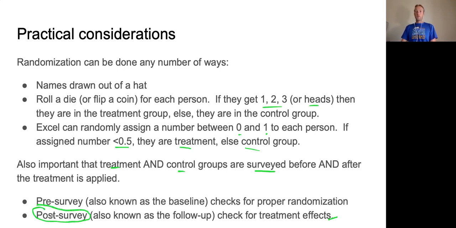You only need to do a post-survey. If there's some reason with your data collection, or it's too costly, or it's just not possible, or something went wrong, you don't really need to do the pre-survey in theory. It's nice to check that your randomization was right and nobody cheated, but hey, if something went wrong, you can get away from this one. You have to do the post-survey or the follow-up, because that's how you know what effect the treatment had.